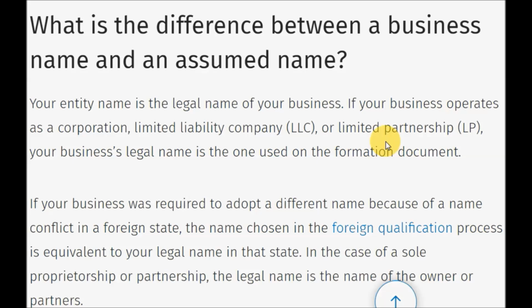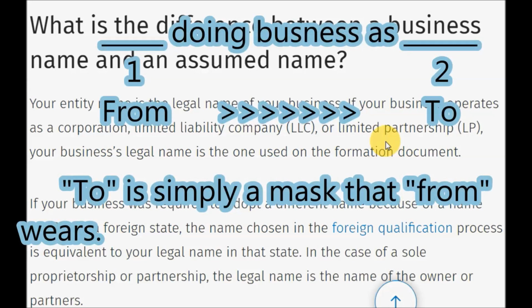A DBA's power, the way that you are going to be using it, is based on the entity to which it's coming from. There are two ways you look at a DBA. Assumed name, trade name, firm name, whatever it's called in your state. There are two sections to it. From, that's one. To, that is two. The format of a DBA will usually look something like this.